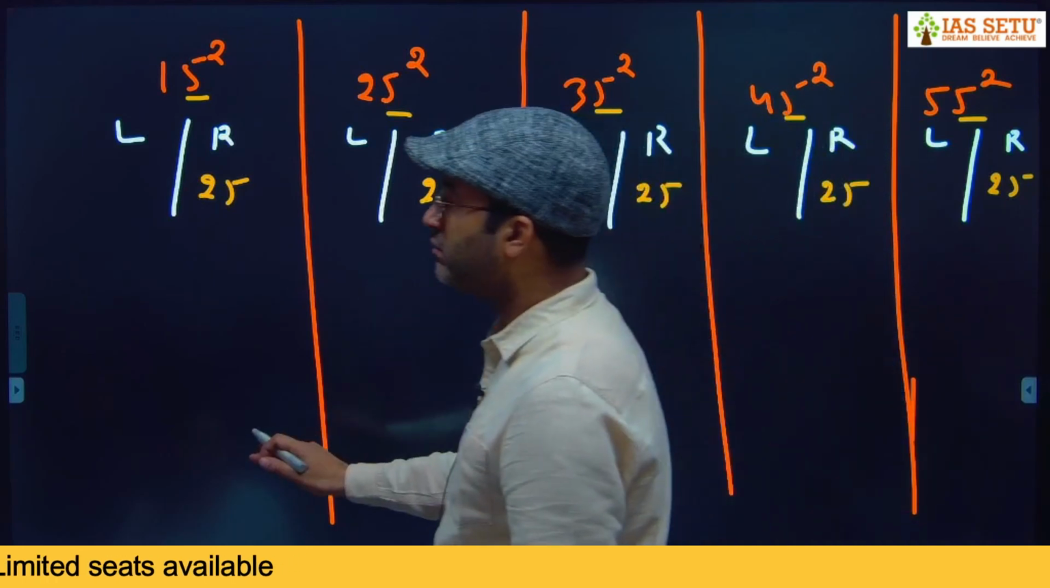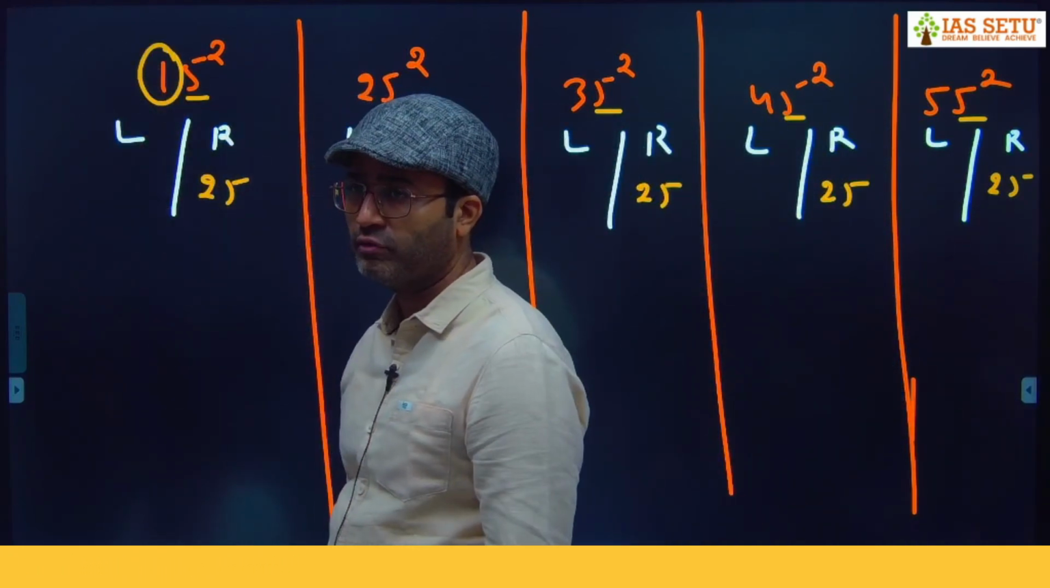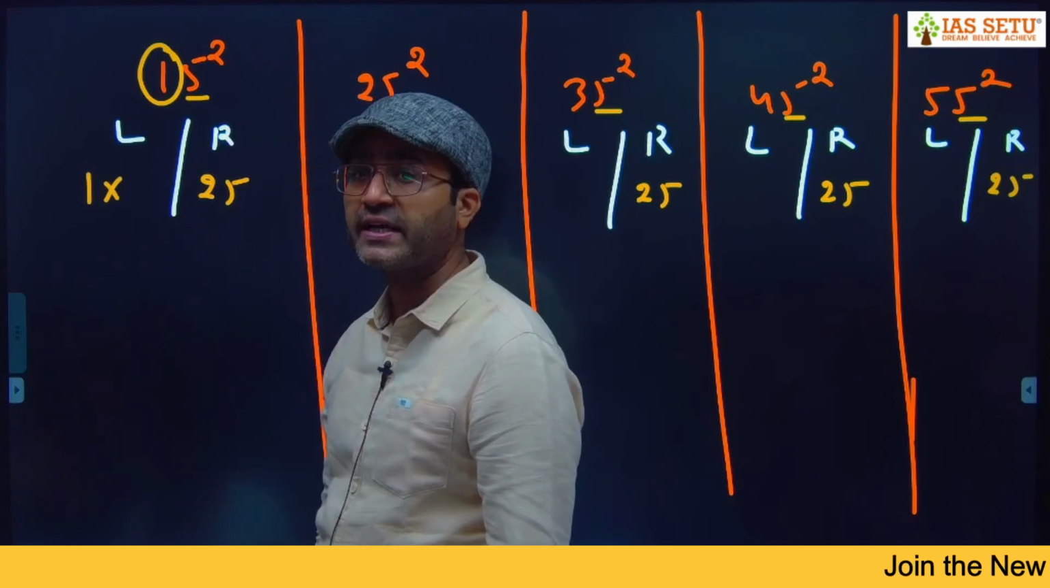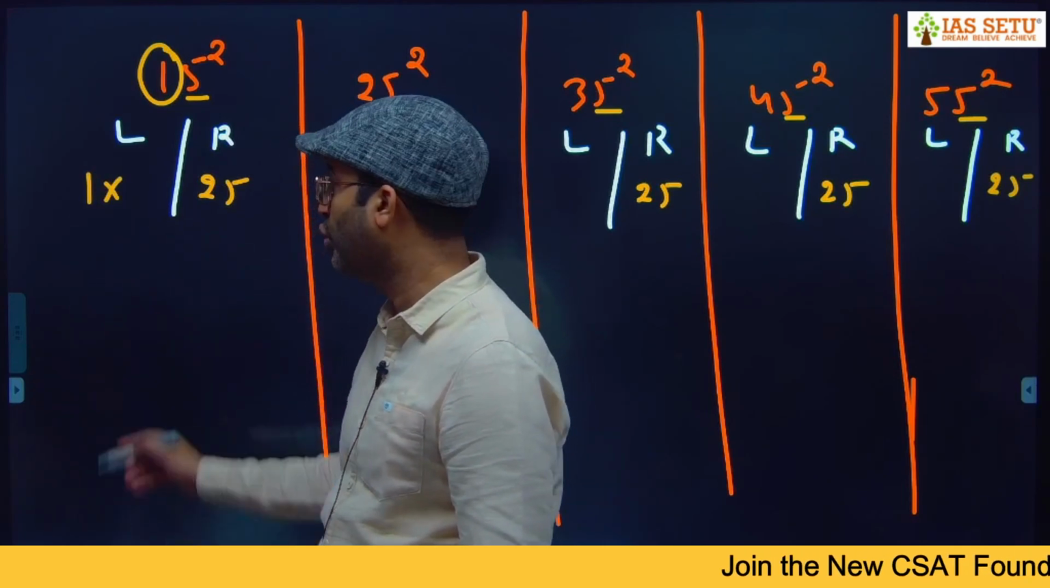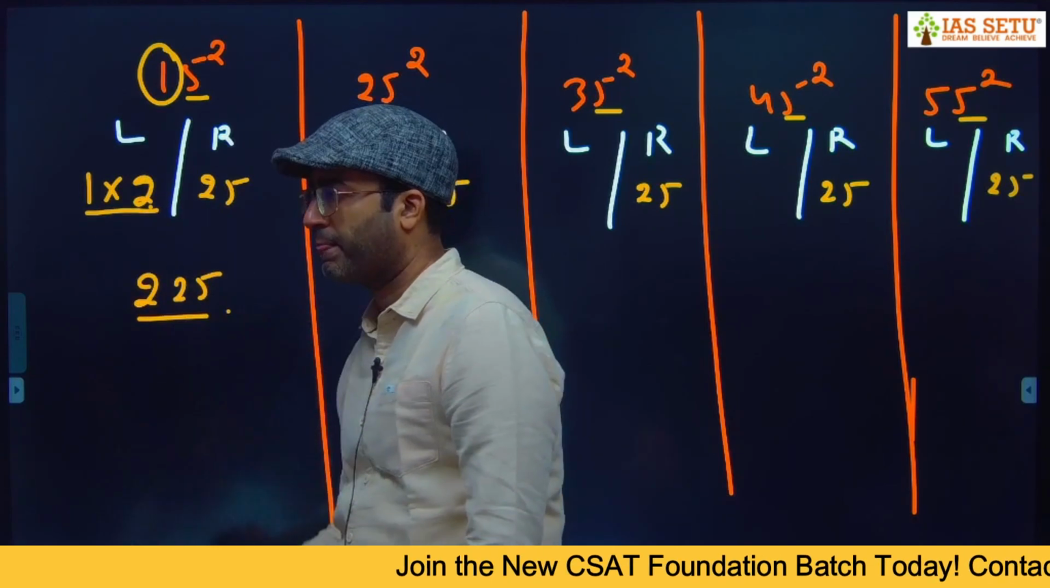What about left side value? You remove this 5, you are left with 1 here. Remaining value 1. It will be multiplied with 1 extra, the next value. What is the next value after 1? 2. So 1 into 2, 2. So your answer is 225.